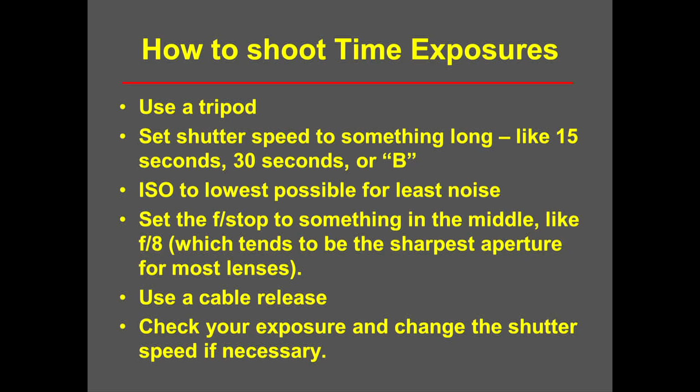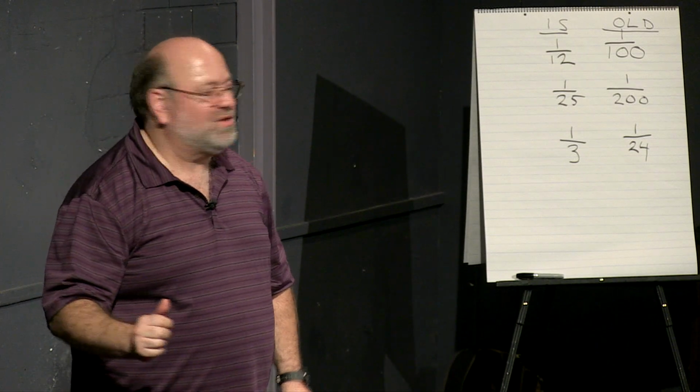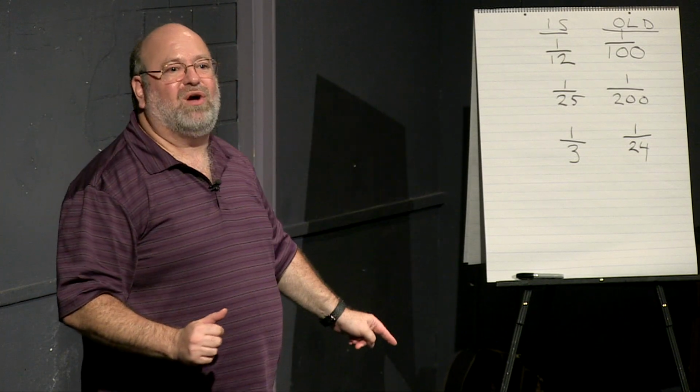So here's a step-by-step guide on how to get the time exposures, assuming your camera is capable of going into bulb mode. Here's what you do. Step number 1, use a tripod. Step number 2, if you have an image stabilization feature, like the kind we just talked about here, turn it off.